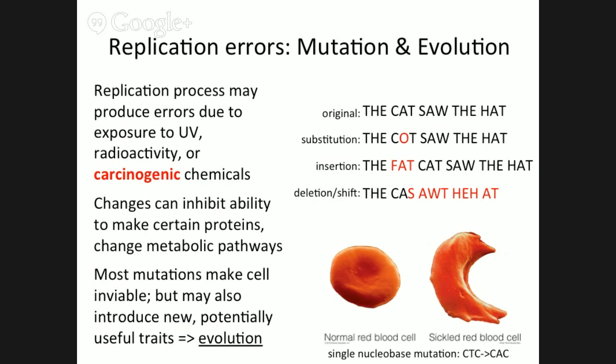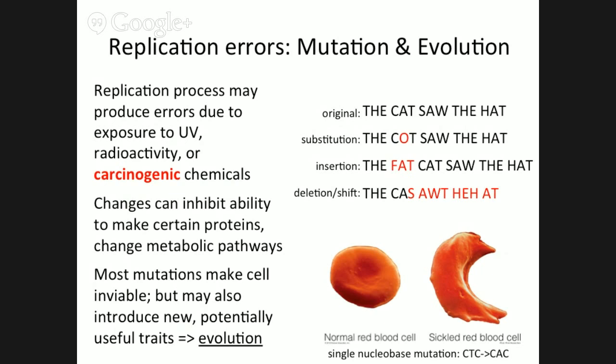So, something like sickle cell anemia is just the switch of one T to one A in the very long genetic sequence for making hemoglobin. Right, one T to one A gives you a completely different cell, basically.